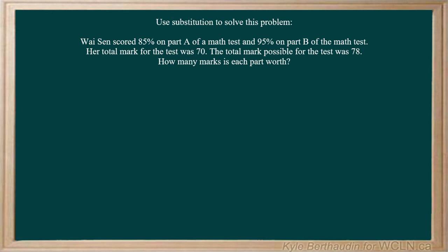Let's use substitution to solve this problem. YSN scored 85% on part A of a math test and 95% on part B of the math test. Her total mark for the test was 70, and the total mark possible for the test was 78. How many marks is each part worth?